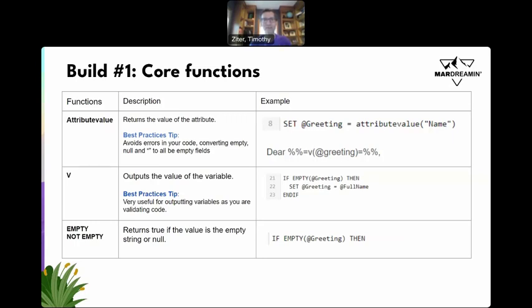One more best practice tip I forgot to mention for AttributeValue is that you can use that. It avoids errors in your code and avoids those being converted to empty, null, or blank values. So they all get converted to the same value.